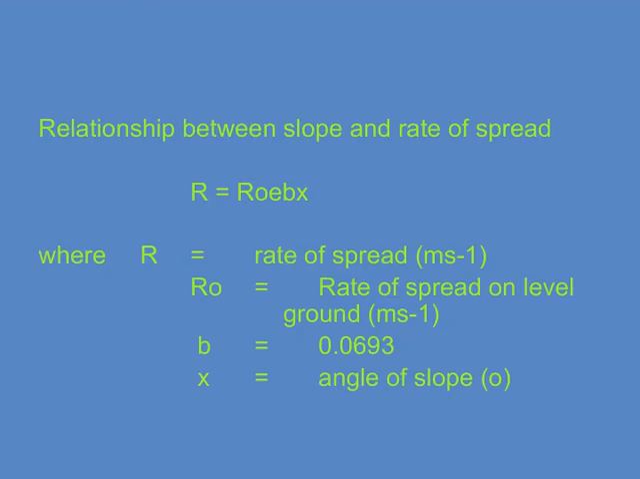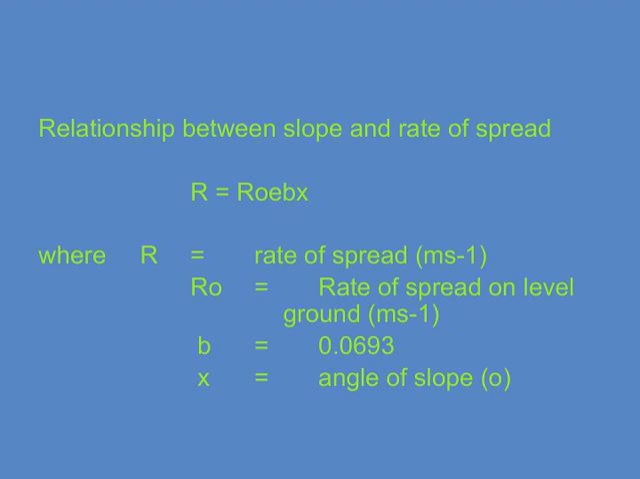Now, let's look at the relationship between the slope and the rate of spread. The formula we're using here is R equals rho times e to the power of B times x. What this means is that the rate of spread, R, depends on the original rate on level ground, rho, adjusted by an exponential factor. The constant B is 0.0693, which has been determined through empirical data. The variable x represents the angle of the slope in degrees.